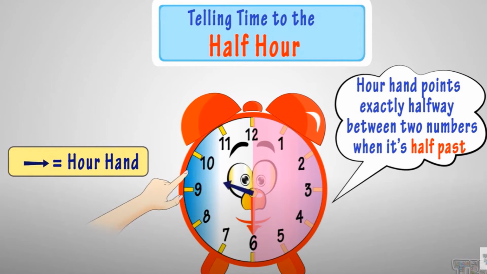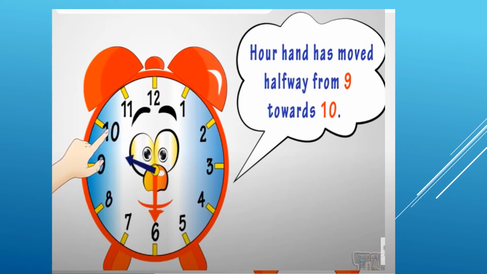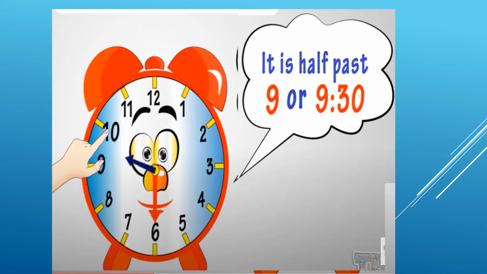In this clock, the hour hand is between 9 and 10. So what is the time? Our hand has moved halfway from 9 towards 10. So the time is half past 9 or 9:30.